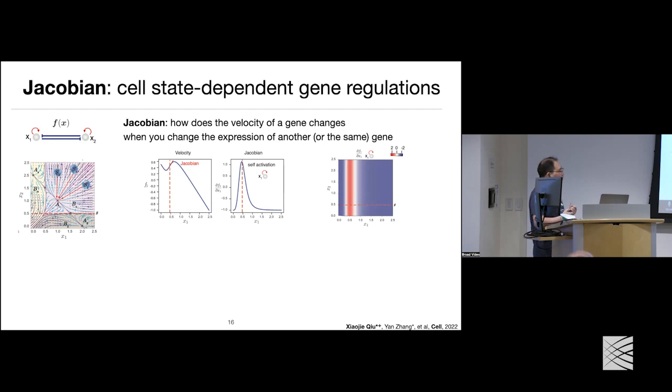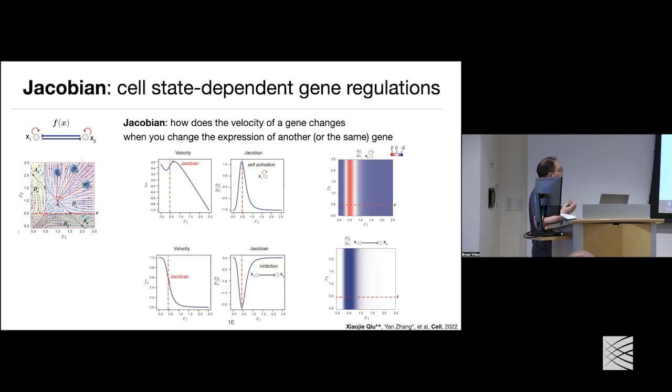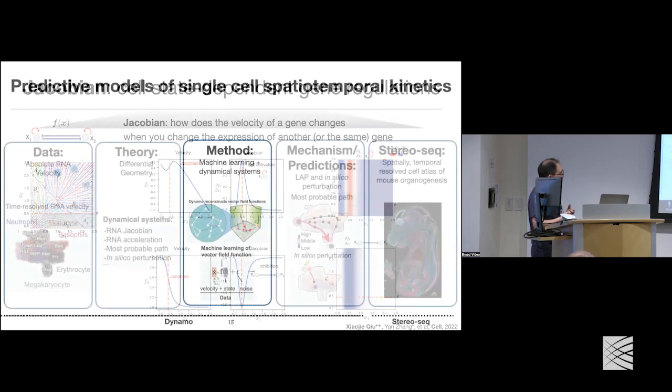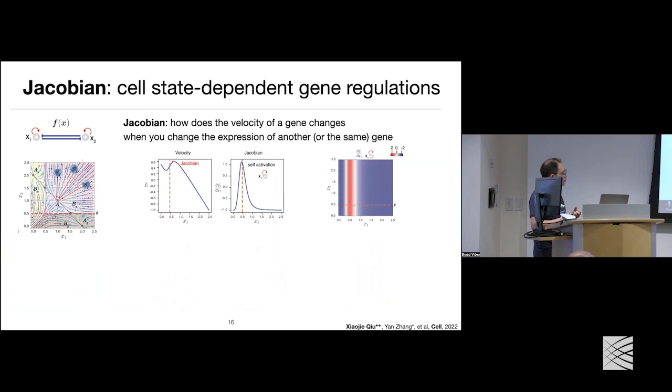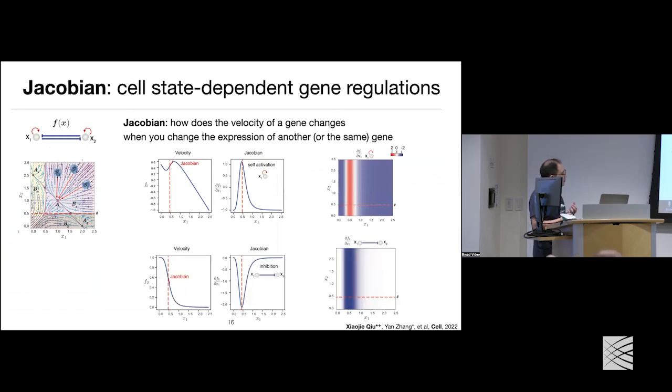Since we do know this vector field equation, we can actually use it to calculate the Jacobian at any point in this data space, and then reveal the cell state dependent self-activation as a heat map. And we can also do a similar analysis for the Jacobian from X1 to X2, and reveal the repression from X1 to X2, as shown here.